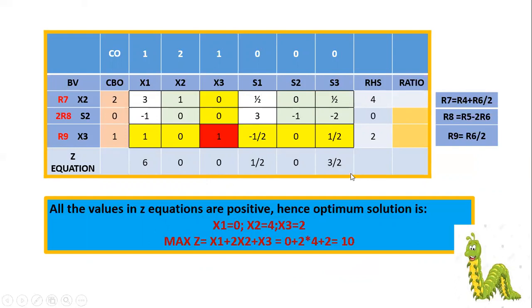So all are positive values. So this is the optimal solution. So value of x2 in this column is 4. X3 will be equal to 2. There is no x1 here. So x1 value is equal to 0. Substitute in the main objective function x1 plus 2x2 plus x3. So x1 is 0 plus 2 into 4 is 8 plus x3 is 2. So z value is equal to 10.